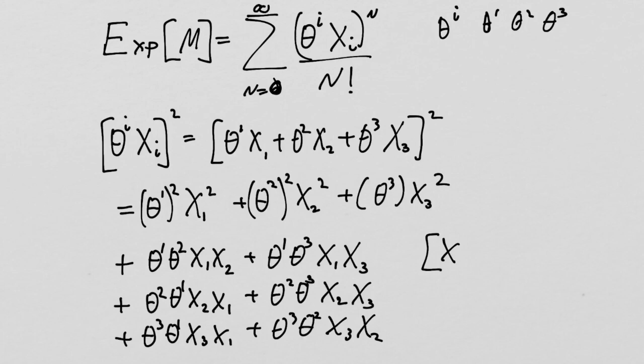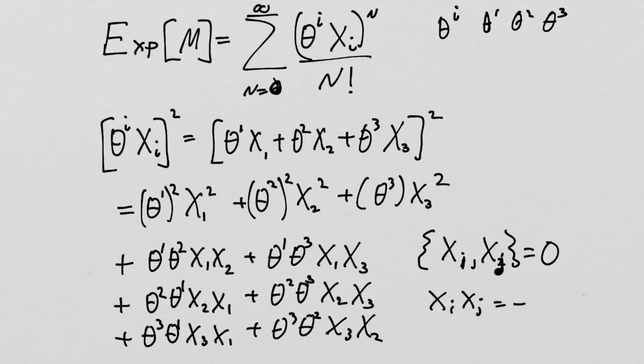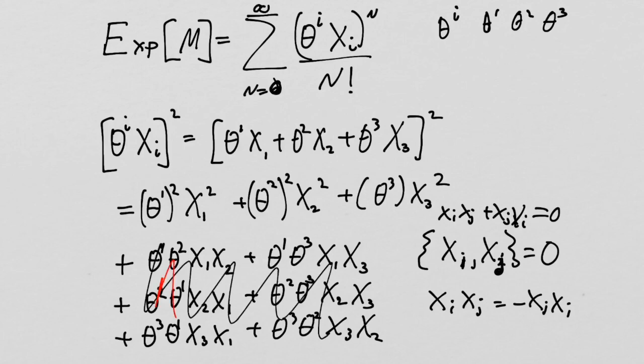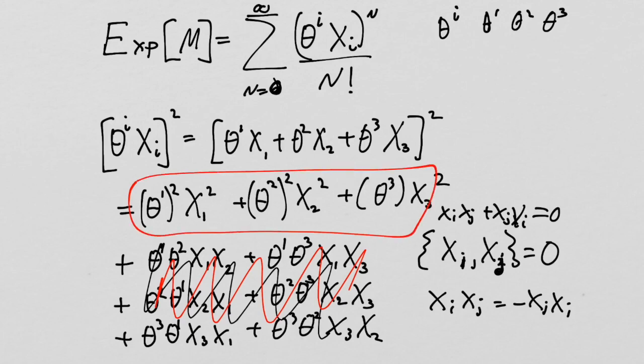This is because, let me get this right here. The anti-commutator, you can calculate this for yourself. We used this in a previous lecture. So the anti-commutator, well, let's see, the commutator of x_i, x_j equals 0, right? Which means x_i x_j equals minus x_j x_i. And the anti-commutator is x_i x_j plus x_j x_i equals 0. Anyway, the bottom line is all these guys cancel. All these guys cancel. And what you're left with is this. So now we're left to evaluate that.